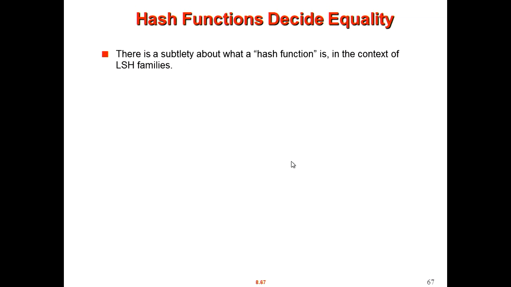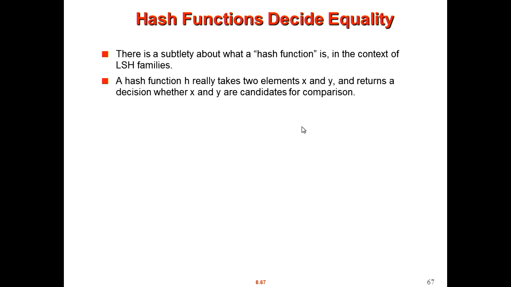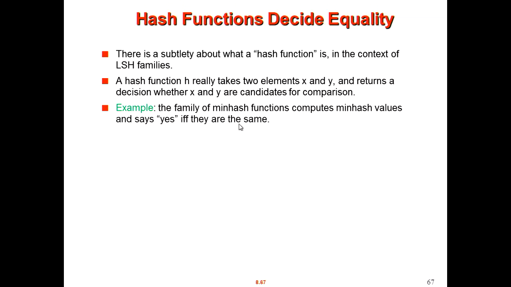I introduced these distances just because all these distance measures have corresponding hash functions, corresponding hash techniques to do locality sensitive hashing to compute the similar pairs. So there are hash functions to decide the equality. About what a hash function is in the context of the LSH families: a hash function h takes 2 elements x and y and returns a decision whether x and y are candidates for comparison. That's a general definition for such hash functions for LSH families.